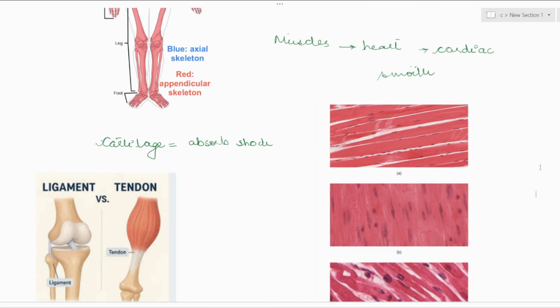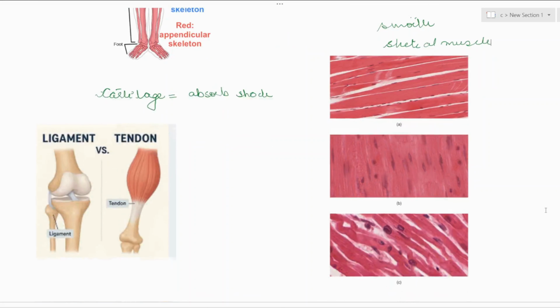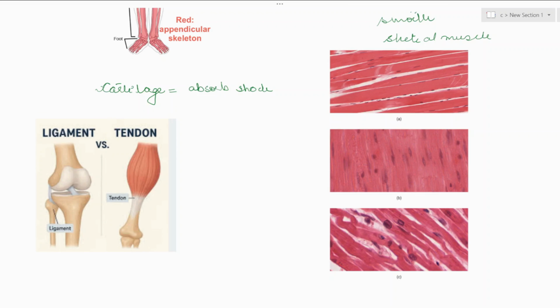We have talked about heart muscle, the cardiac muscles, smooth muscles, and the third one are the skeletal muscles. There is a difference in their shape. The first ones are the cardiac muscles. Where are cardiac muscles present? I've told you just now what is meant by cardiac. Heart. Good. So these are heart muscles.